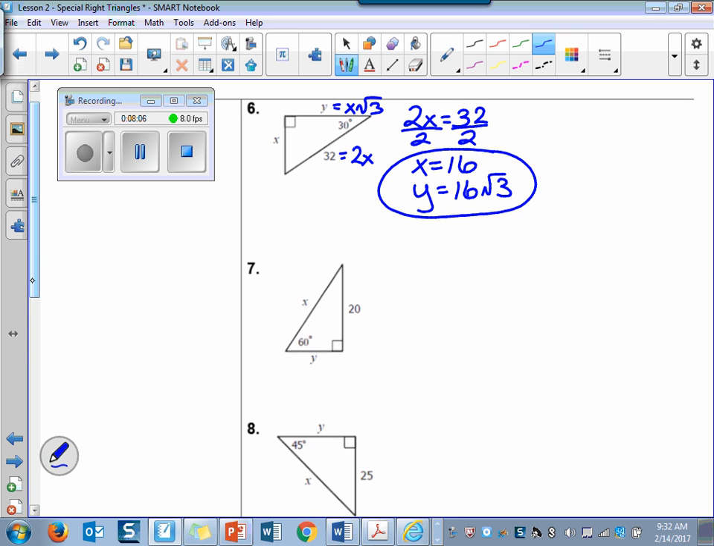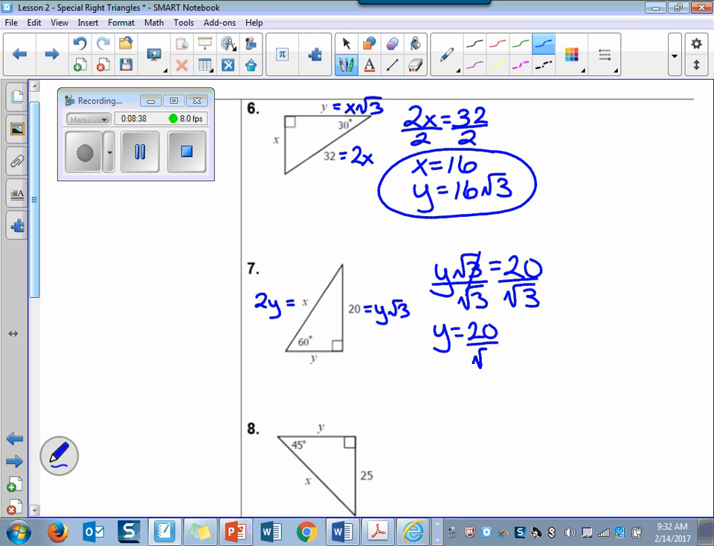This one looks like more fun. All right, another 30, 60, 90, and this time you got the long side. So the short side on here is y, making my hypotenuse 2 times y, and my long side y times the square root of 3. So let's solve that equation. Y times the square root of 3 equals 20. Divide both sides by the square root of 3. Y equals 20 divided by the square root of 3.